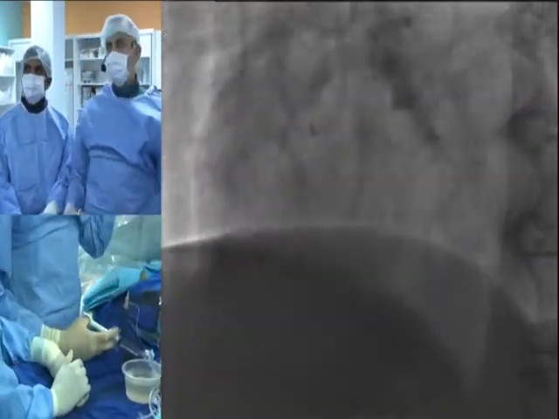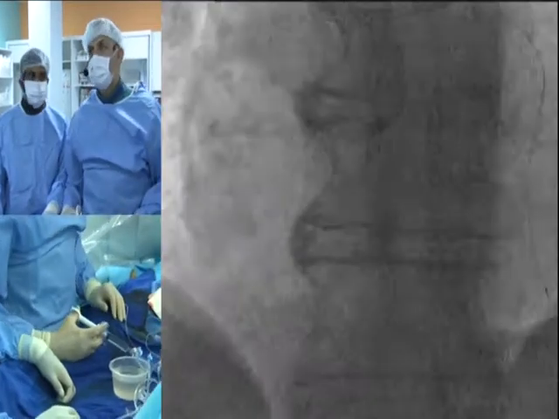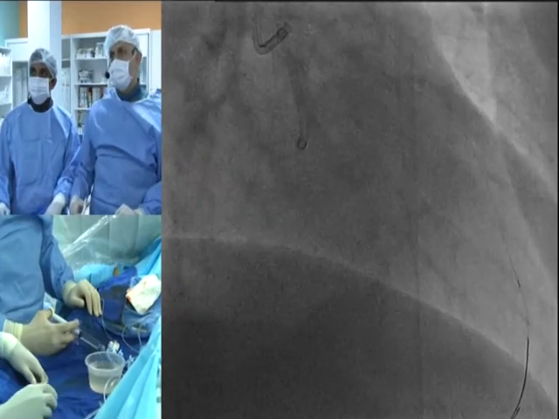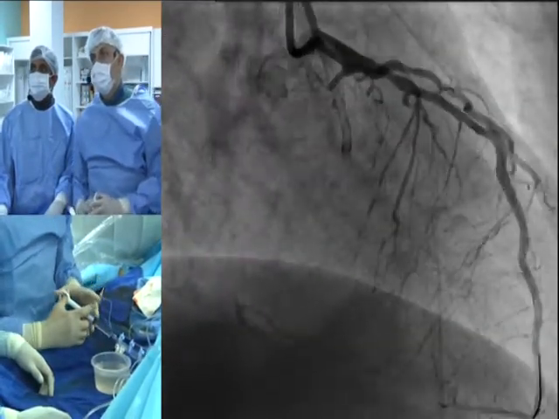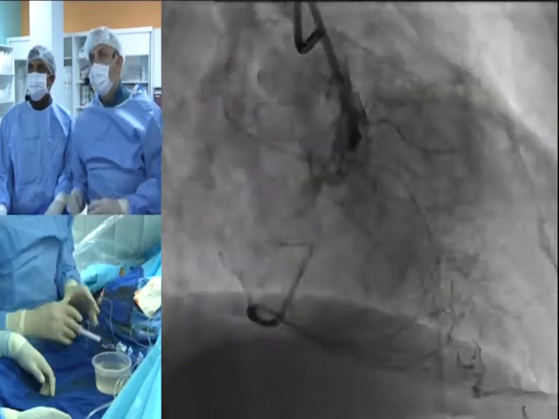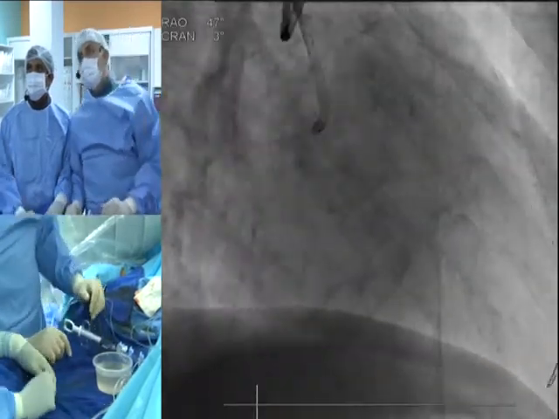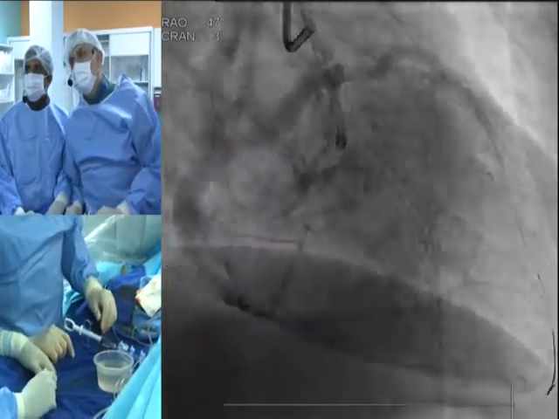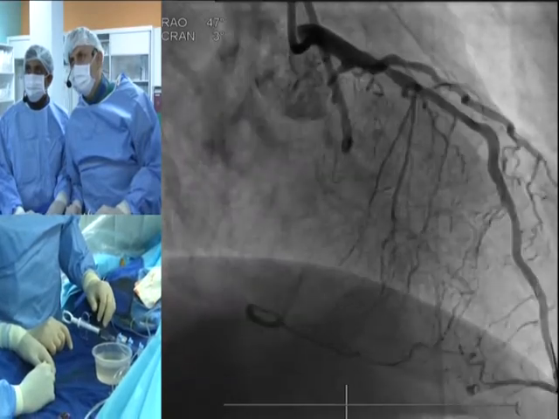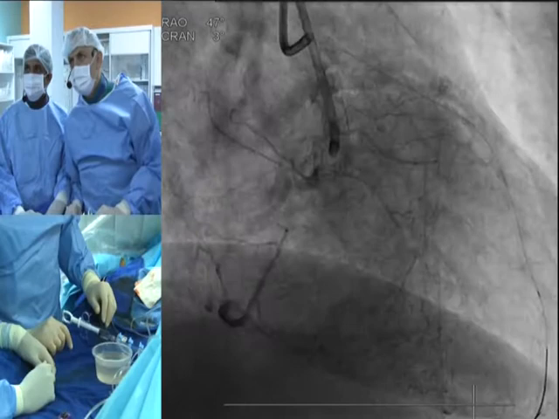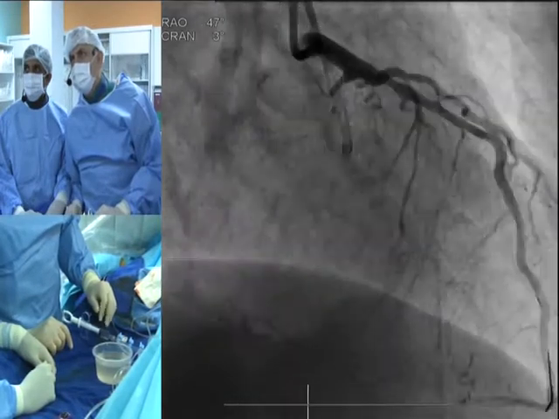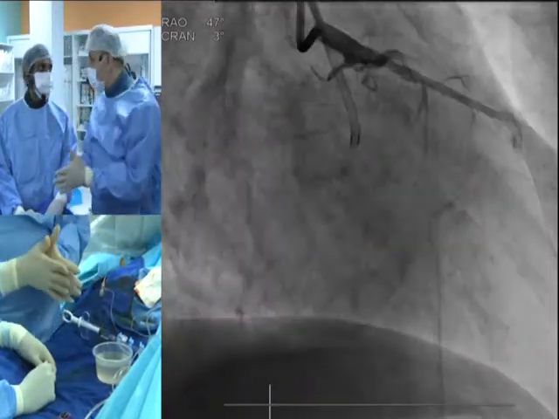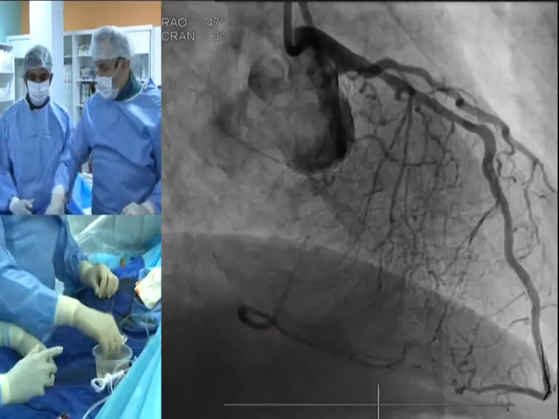Okay, let's come to right then. Okay, see that? There is a nice collateral from the first septal and maybe second septal. I think it's better to check which is better. Because here I'm not quite sure which collateral is best. I think the first one is good, but it's better to do some tip injection before doing that.